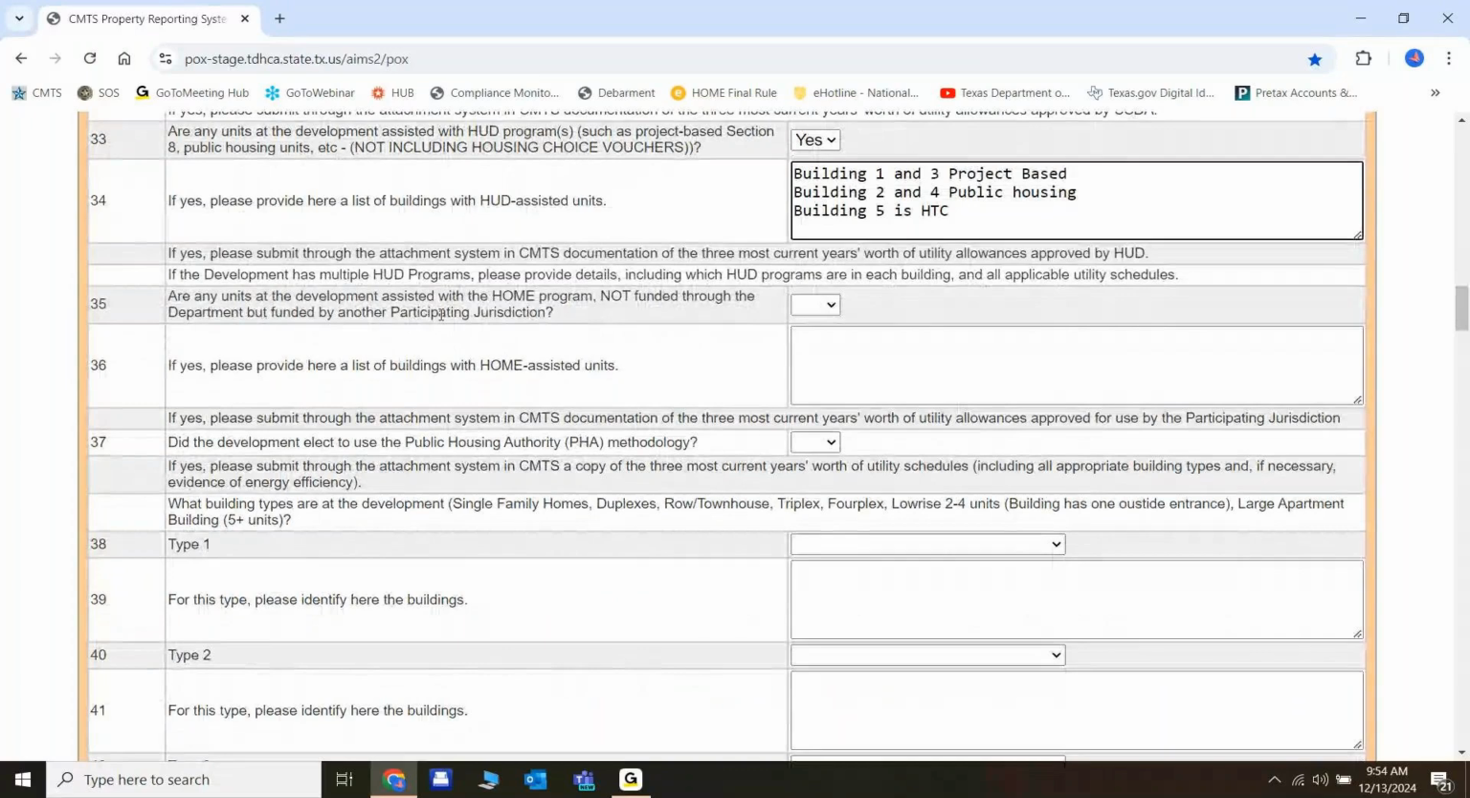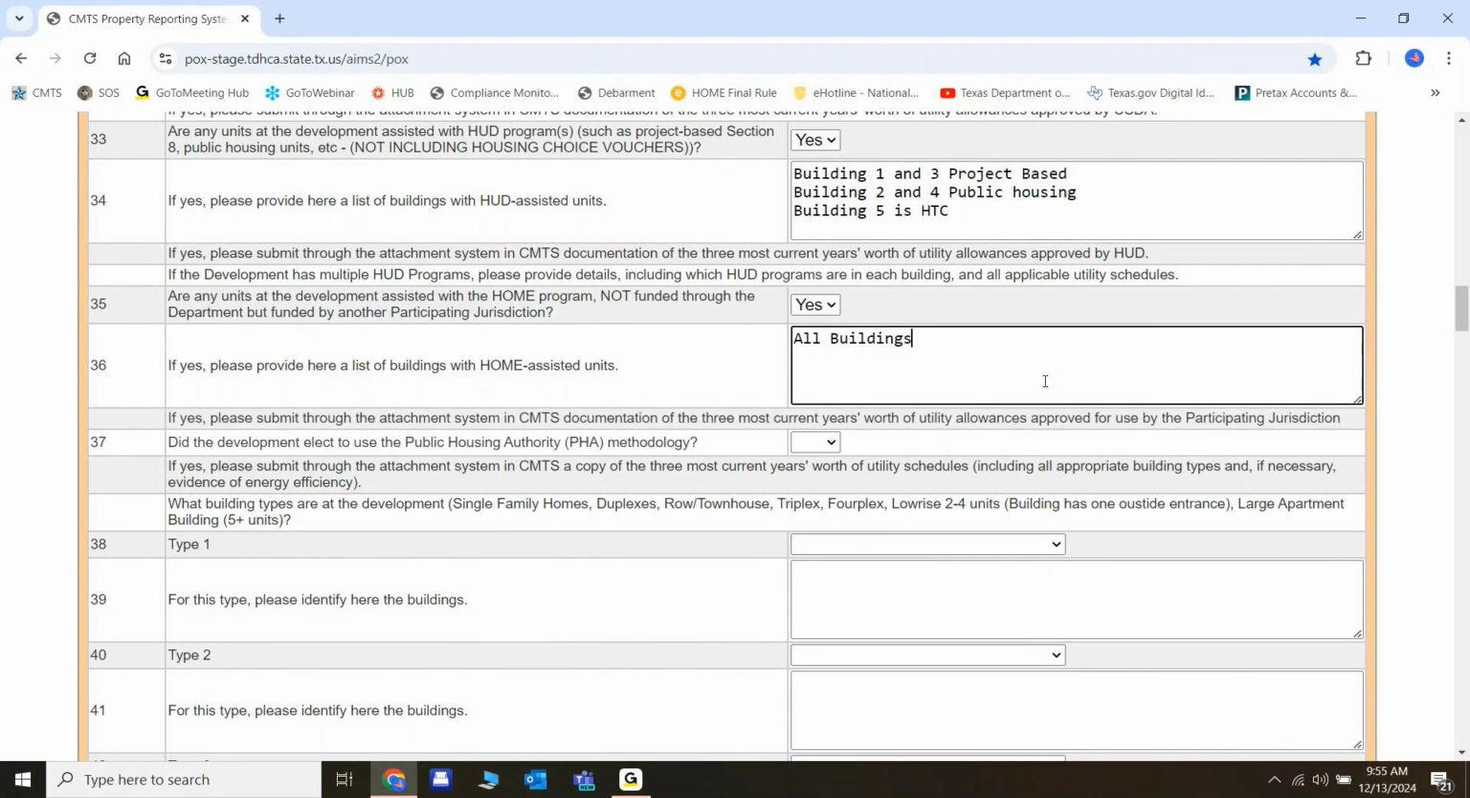Are any units in the development assisted with the HOME program that is not through TDHCA? So not a TDHCA one, but something. So Harris County, City of Austin, whoever's doing that. So if you say, yes, I do have that, then tell us what buildings. Again, if it's yes and all buildings, you're just going to stop, upload your 3 most current years of that approved utility allowance from that PJ that issued you that HOME funding. So if it's all buildings, that's what you're going to do, and you're skipping to supportive services. You have nothing else to answer here.